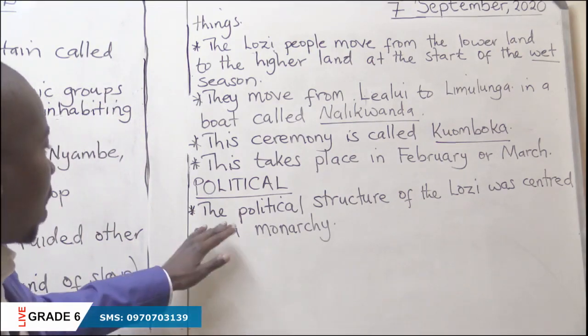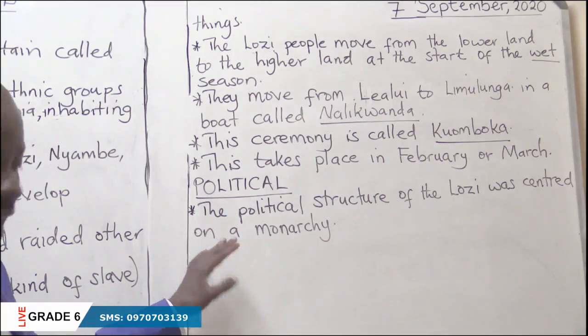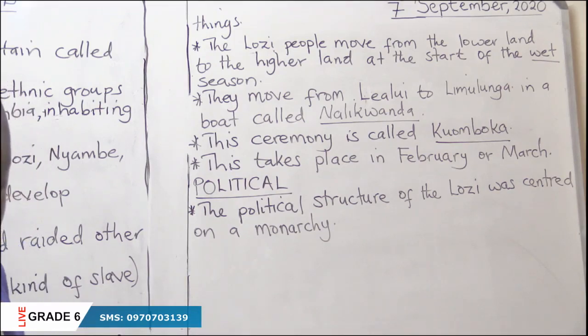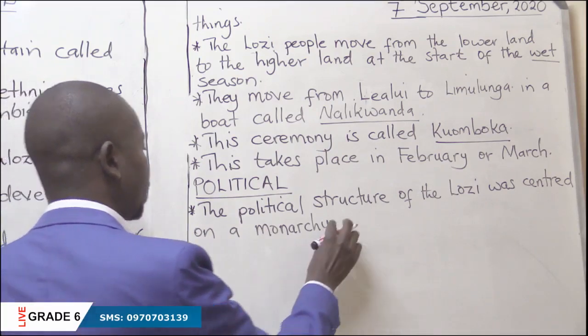So the political structure of the Lozi was centered on a monarchy whose reigning head, the paramount king, is known as the Litunga.